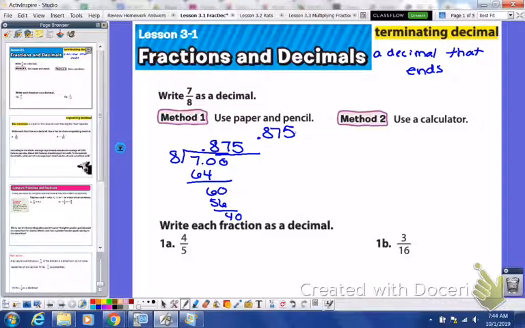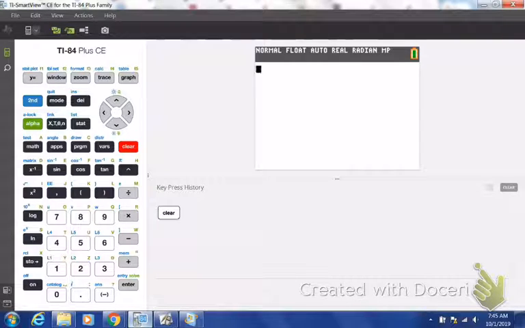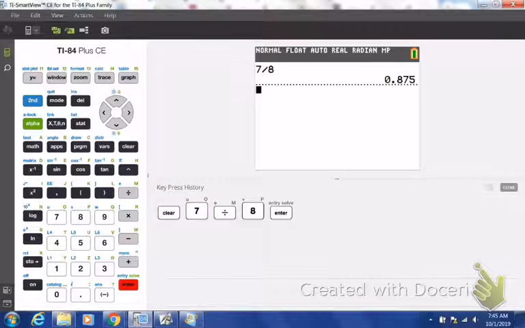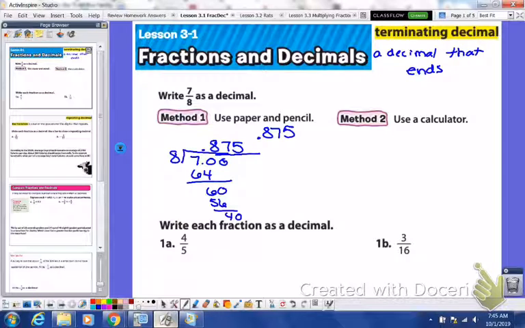Now, that one wasn't too bad, but we're going to get into some decimals that will take a while, so we also want to be able to use the calculator. So if we go to our calculator, 7 divided by 8, we'll see it gives us the same 0.875. On your calculator, you are going to use division. Now, obviously, the calculator is what we're going to be using most of the time. You guys will have them available at this point.